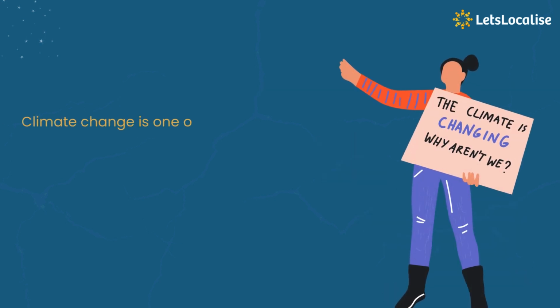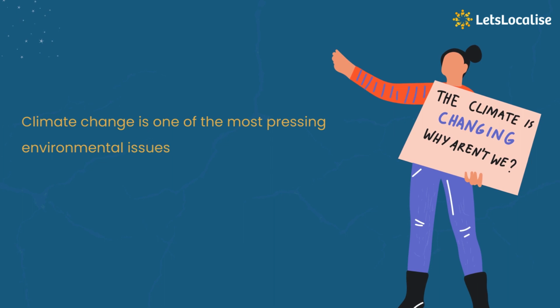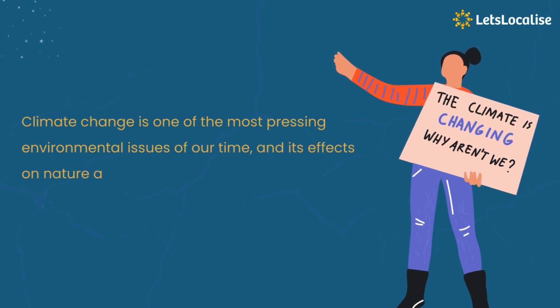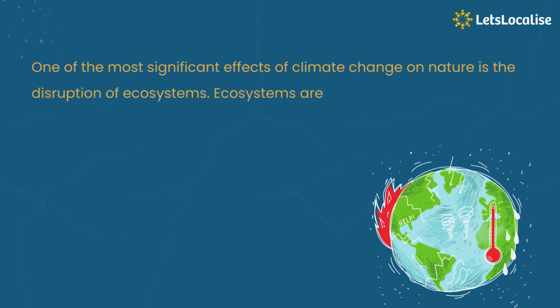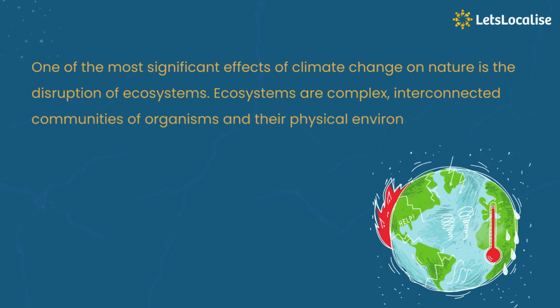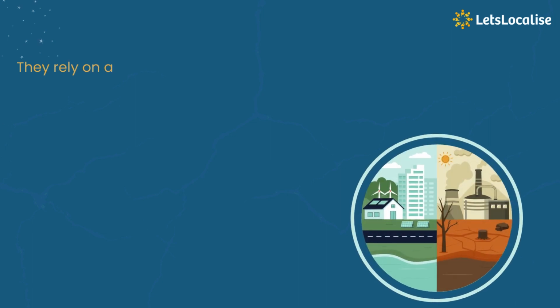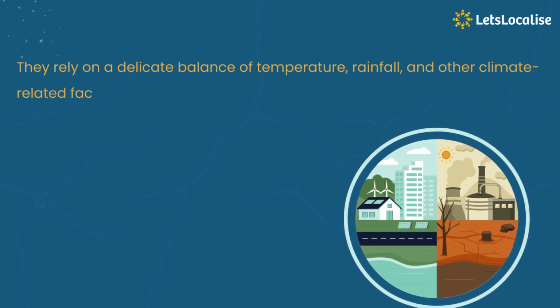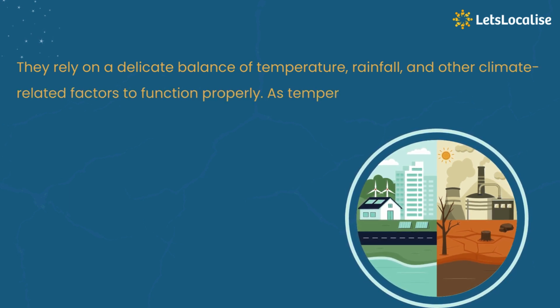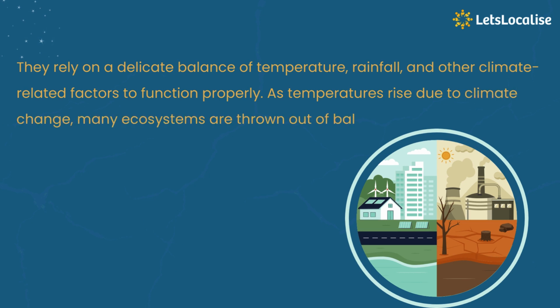Climate change is one of the most pressing environmental issues of our time, and its effects on nature are profound and far-reaching. One of the most significant effects of climate change on nature is the disruption of ecosystems. Ecosystems are complex, interconnected communities of organisms and their physical environments. They rely on a delicate balance of temperature, rainfall, and other climate-related factors to function properly. As temperatures rise due to climate change, many ecosystems are thrown out of balance.